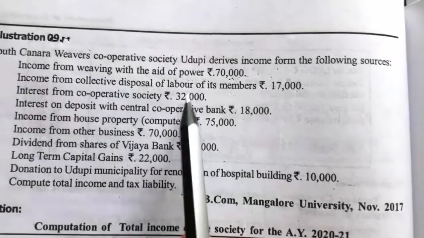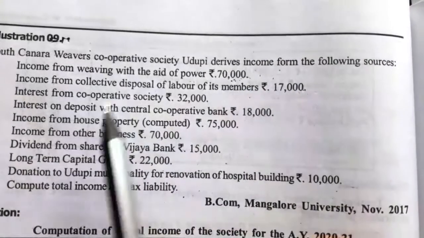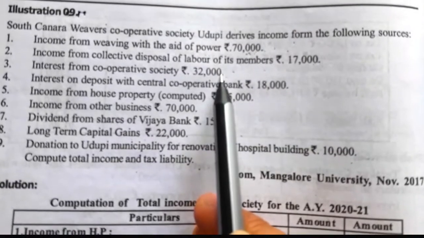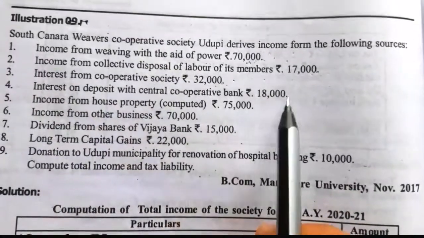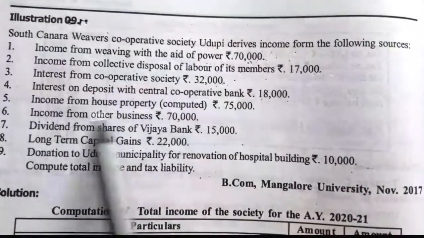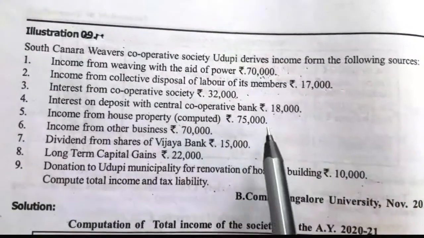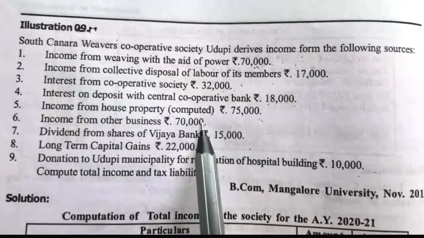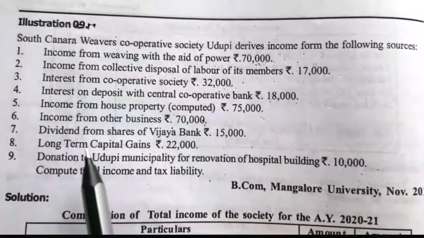Next, income from collective disposal of labor of its members, 17,000. We have to take it under business income, and again we can claim deduction under section 80P. Interest from cooperative society we have to take under the head income from other sources, and again deduction under section 80P is claimed. Interest on deposit with central cooperative bank is taken under the head income from other sources, and 80P deduction can be claimed. Income from house property computed value, 75,000, we have to take under the head house property. Income from other business, 70,000, we have to take under business income, and again we can claim a maximum deduction of 50,000 under section 80P.